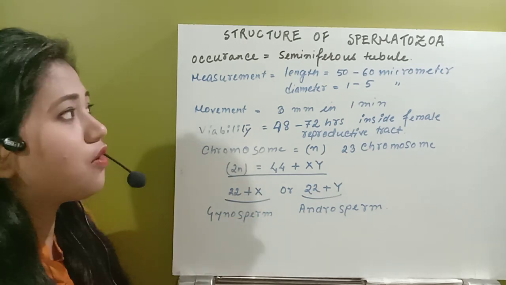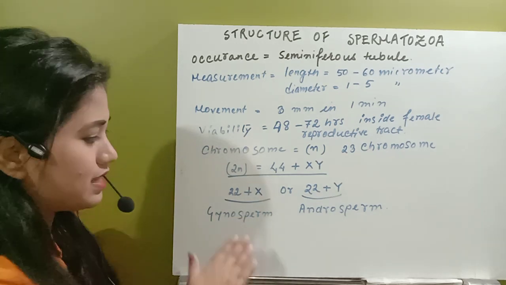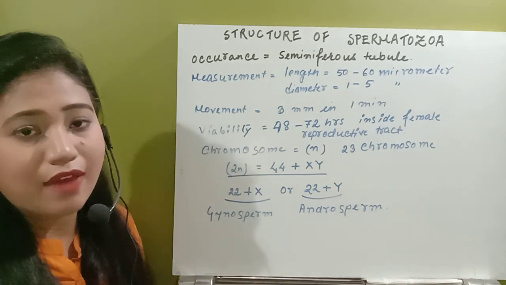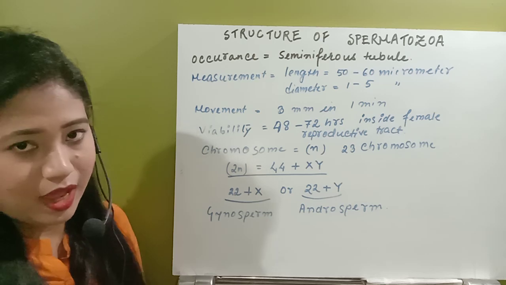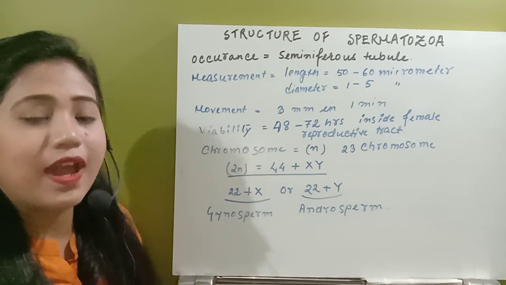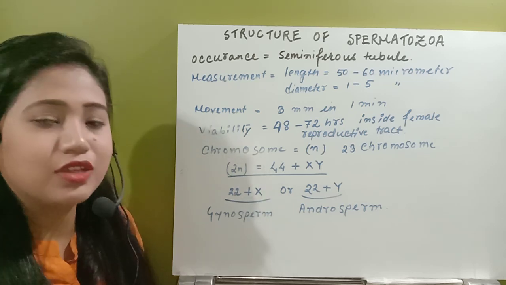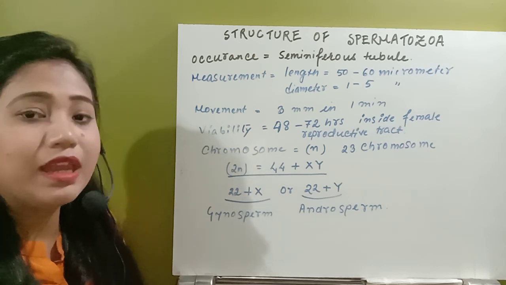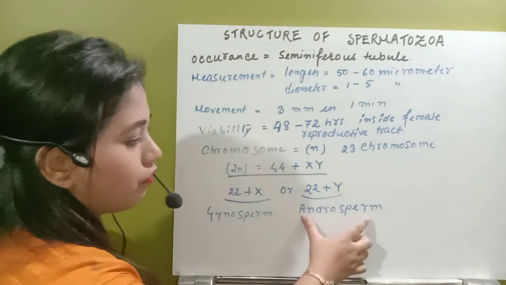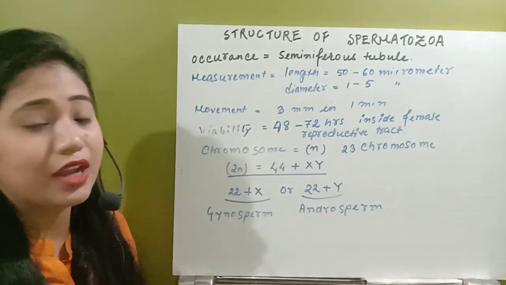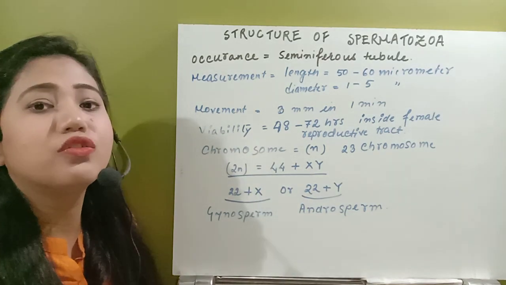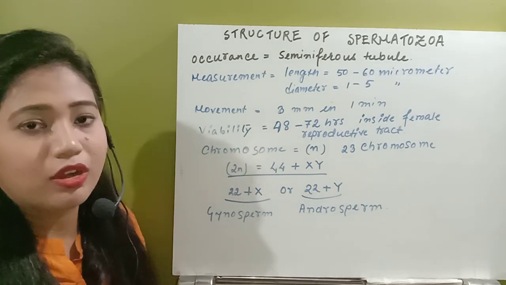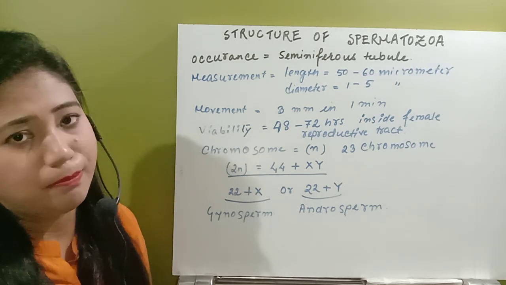So in case of the spermatozoa, if it is X bearing, then after fertilization, it is going to have a pair, XX. So that's why the baby or that offspring is going to be a female. But if the Y-bearing chromosome or androsperm fertilizes the ovum, then the offspring or baby will be a male.